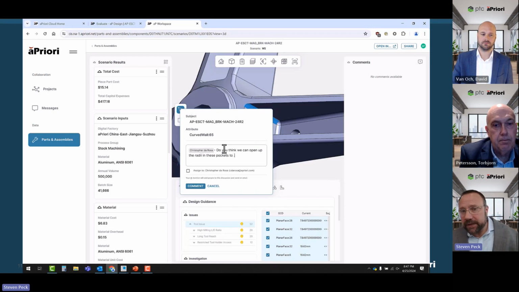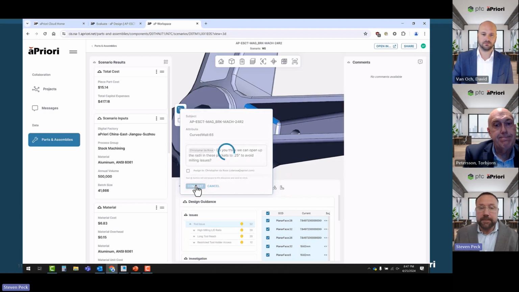So I have traceability of the decisions made throughout the process and real-time access to the experts that can really help with decision making.